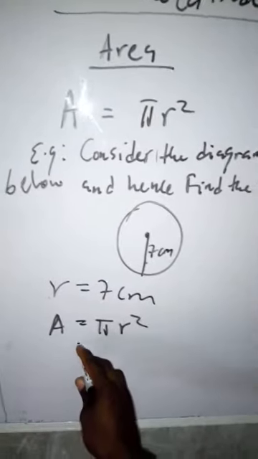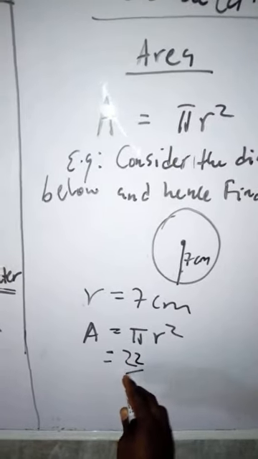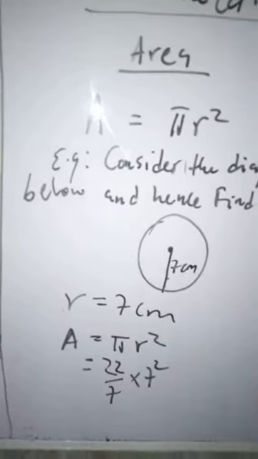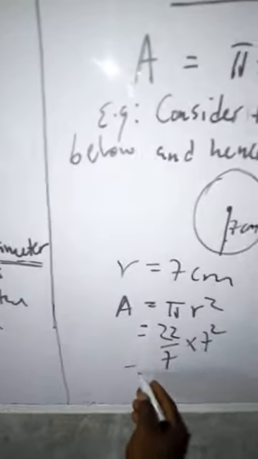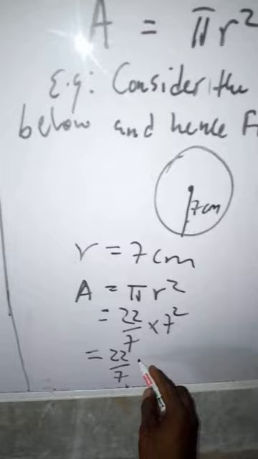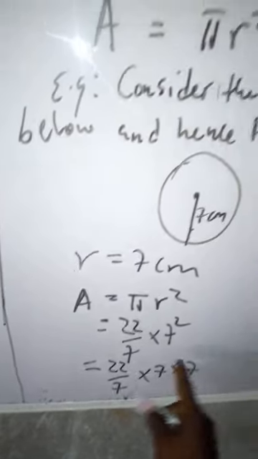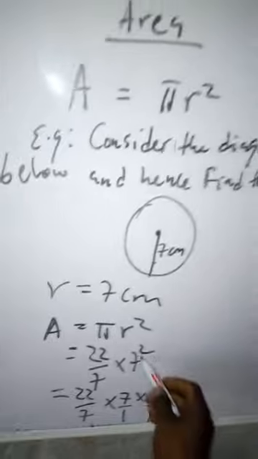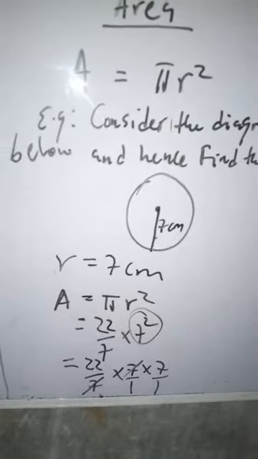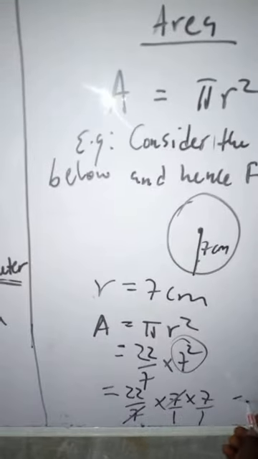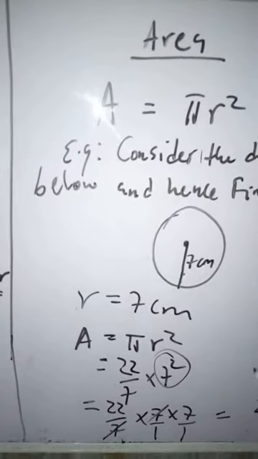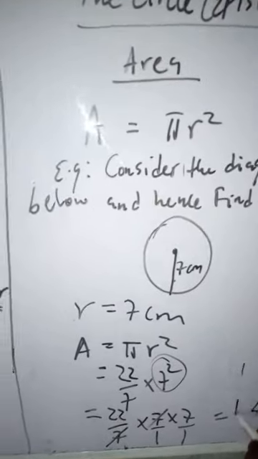Now our area here is equal to pi r squared. Watch how I'm going to get it. Your pi is always 22 over 7 multiplied by r squared, which means 7 squared. When I start solving it, I split this r squared. It becomes 22 over 7 times 7 times 7. 7 squared is 7 times 7. Now let this 7 cancel 1. Now when we multiply 22 times 7, 7 times 2 we get 14, we carry 1. 7 times 2 is 14, plus 1, 15.